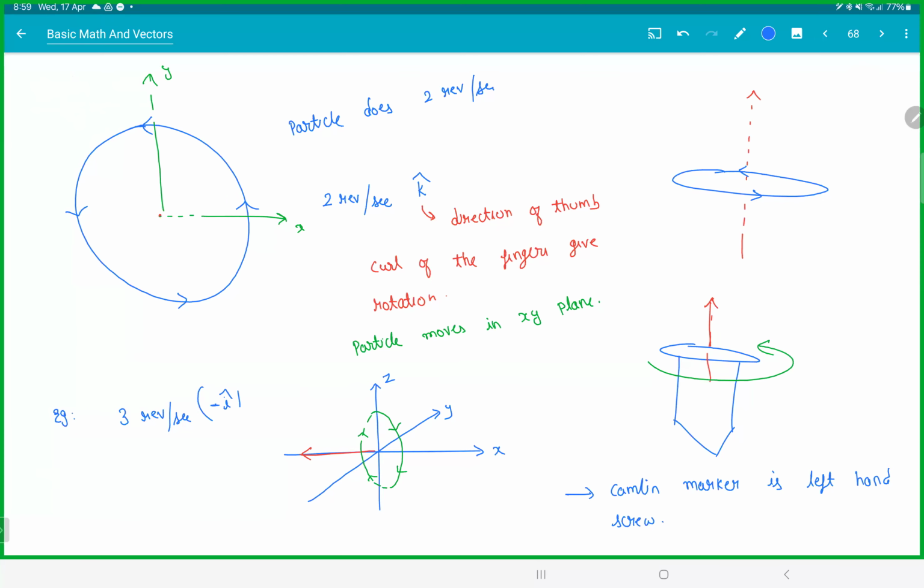Clear with the pseudo vector? So that is a major practical application. Use your right hand rule and you'll figure out how the screw goes.